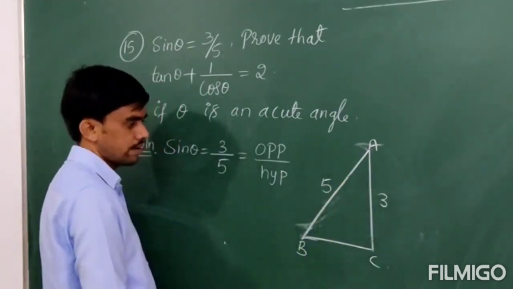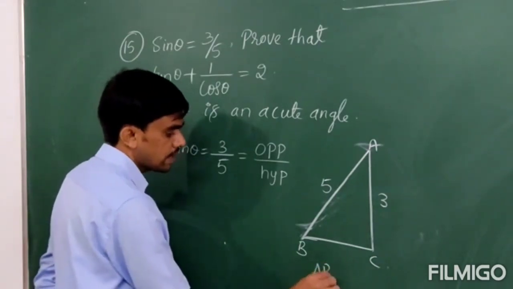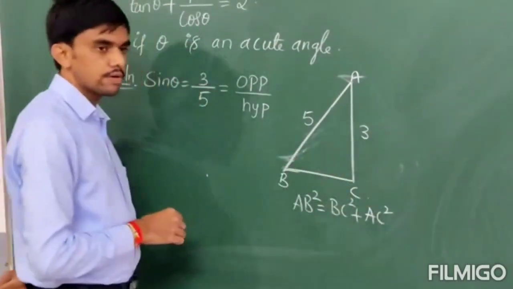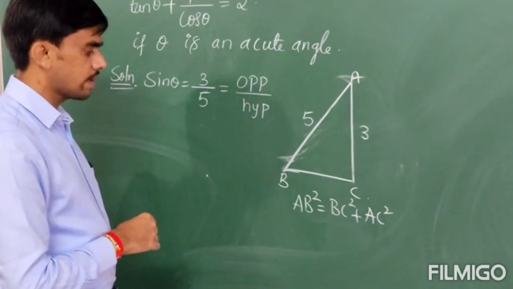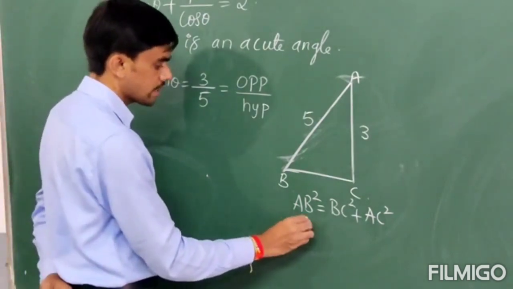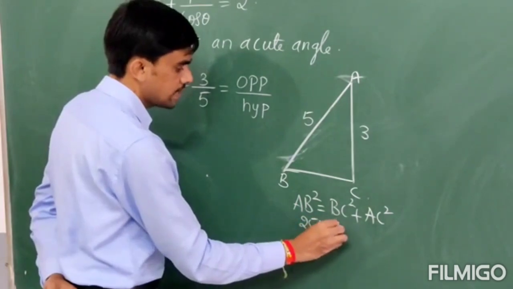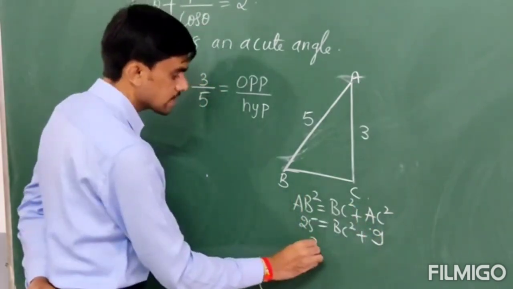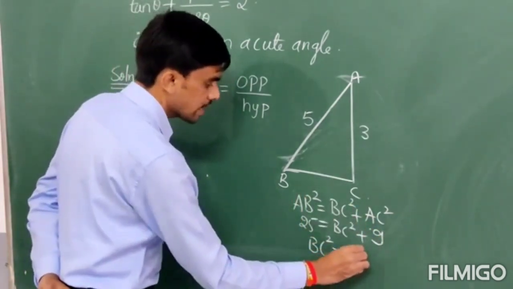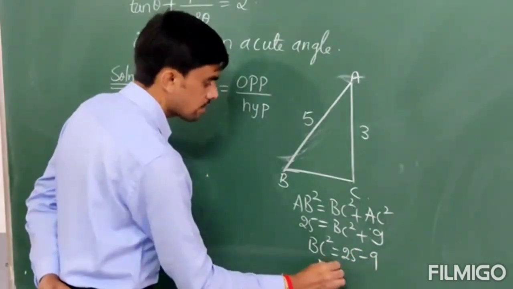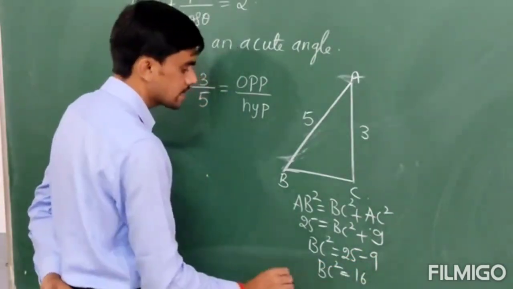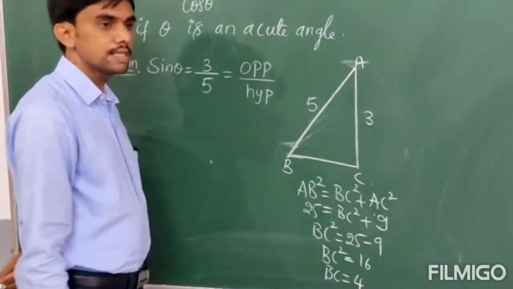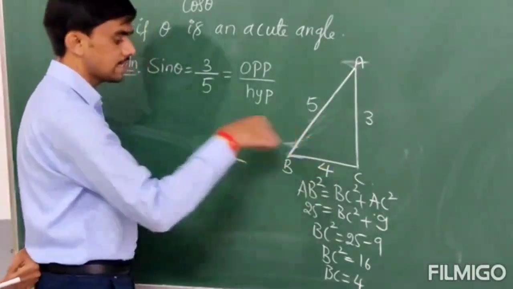So AB square is equal to BC square plus AC square. AB square is 5 square, that is 25, is equal to BC square plus AC square, which is 3 square, that is 9. So BC square is equal to 25 minus 9. BC square is equal to 16. Which implies BC is equal to 4. Therefore, the adjacent side is 4.